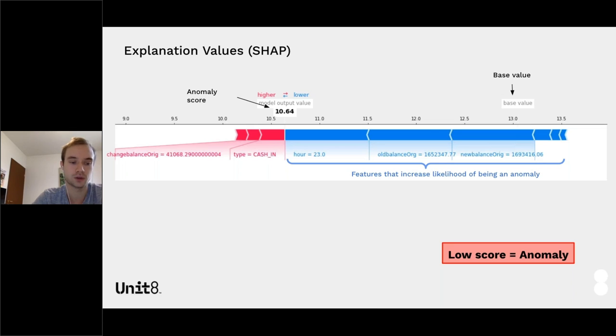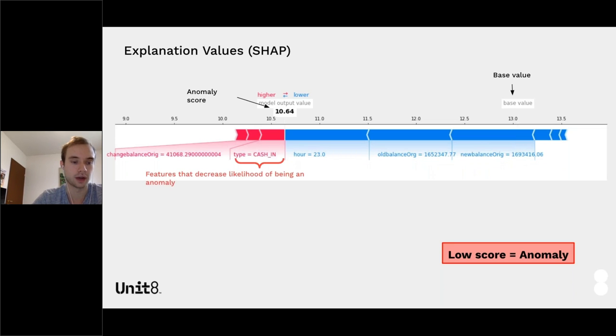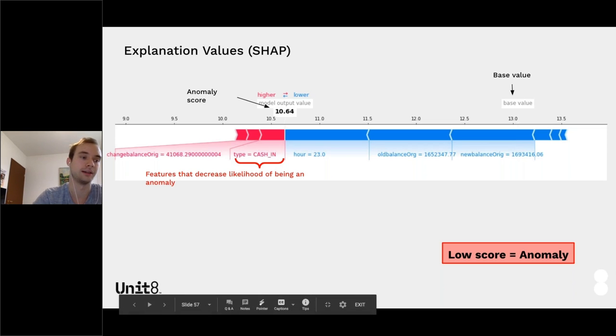So specific features, in this case old balance original and new balance original, all made this specific data point more of an outlier. Because remember, lower score means more likely to be an anomaly. And red arrows, on the other hand, are features contributing to higher anomaly scores. So in this case, type and change balance original assumed values that can be seen as quite common in the data set, that make this particular data point more normal and less likely to be an anomaly.